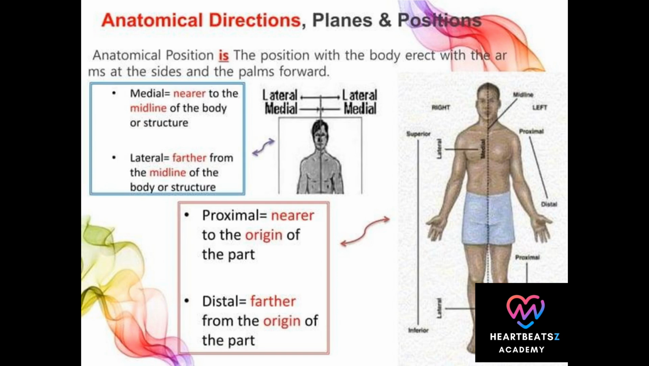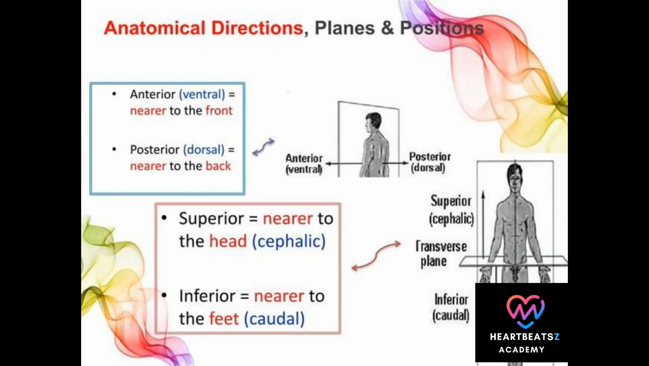Now, let's talk about anatomical directions, planes, and positions, terms that help healthcare professionals describe the exact location of structures or conditions in the body. Picture the body in anatomical position, standing upright, facing forward, with the arms at the sides and palms facing outward. This is the standard position used to avoid confusion when describing directions or locations. In this position, medial means closer to the midline of the body, while lateral means farther from the midline.